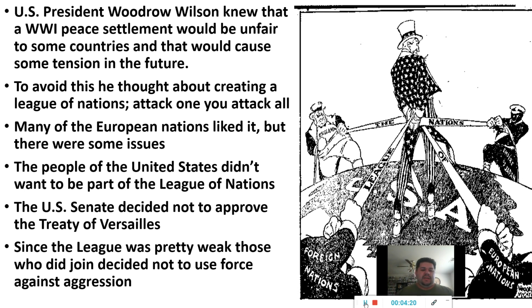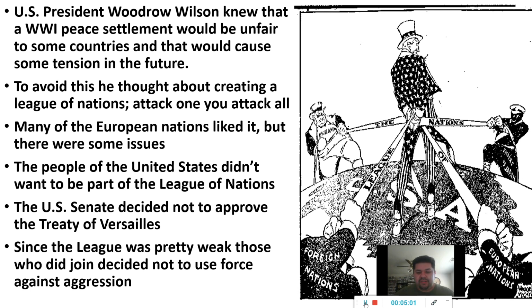But the thing is, a lot of European countries liked the idea. Yeah, that's great, we should all band together. But there was a problem. The United States didn't want to be part of it. Now, Wilson wanted to. It was his baby, his idea. But as you can see from this political cartoon, Americans felt the League of Nations would do something to the United States. If you can't see back there, the guy in the back says England. To the side says Empire of Japan.